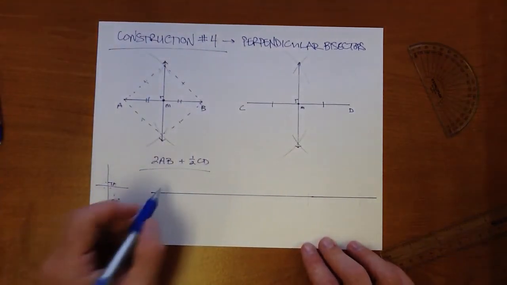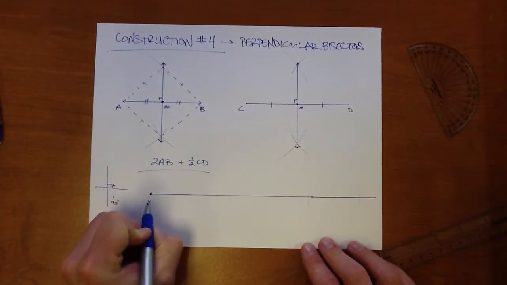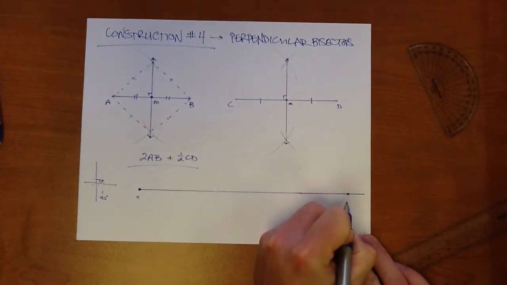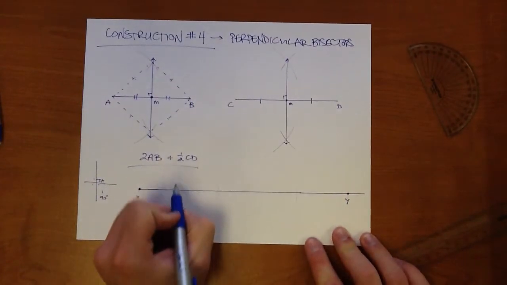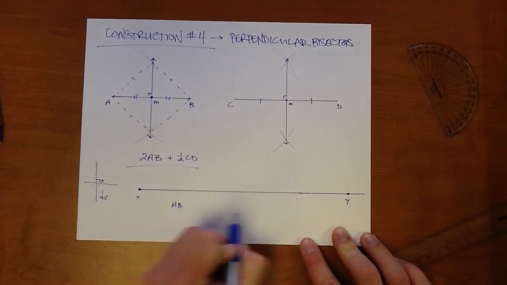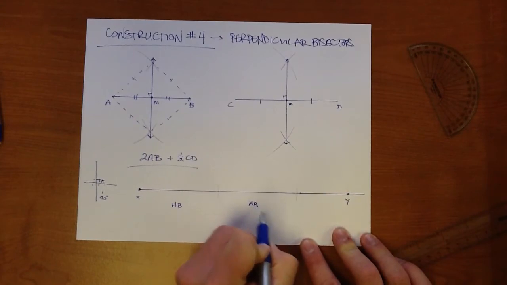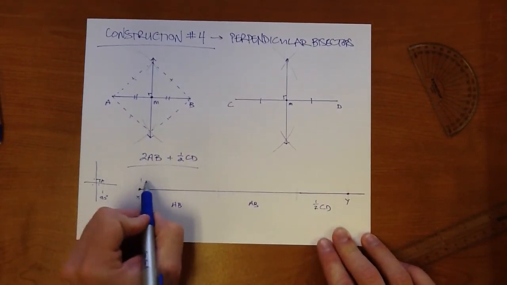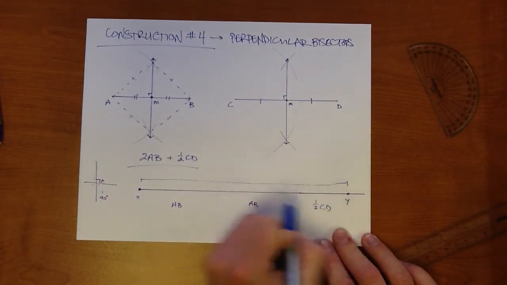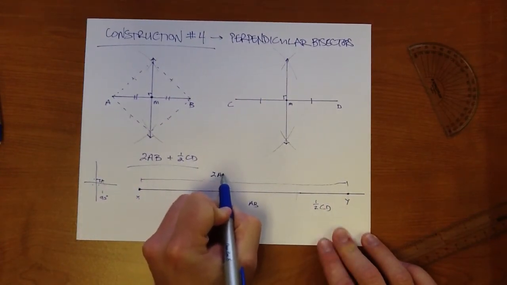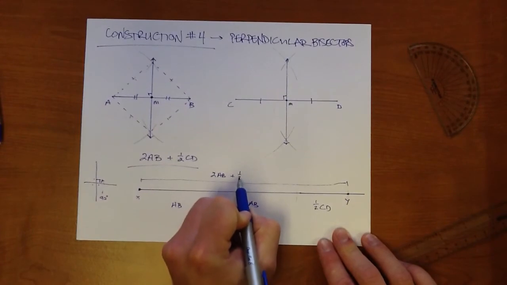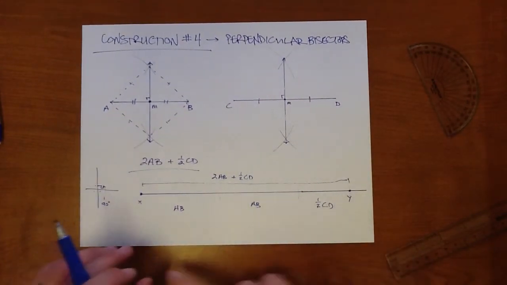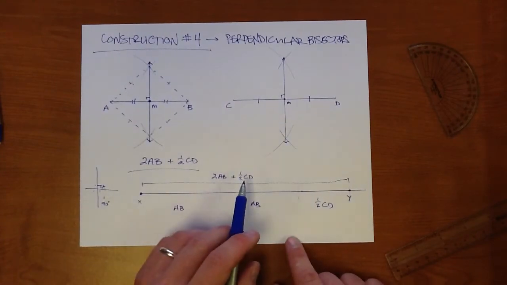So from this point right here, call it X, to point Y over here, this is going to be the length AB. This also is going to be the length AB. This is going to be the length 1/2 CD. So the entire thing is 2AB, if we add it all together, plus 1/2 CD. So what we've done is we've constructed a new segment that has half of CD.